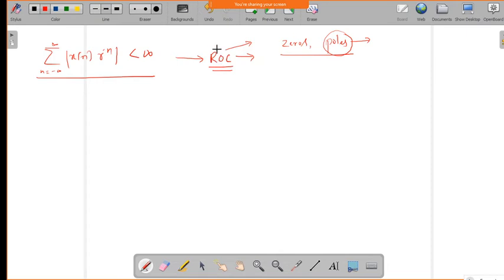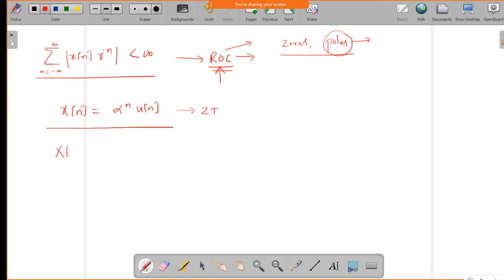Now we will find one particular problem to understand what ROC is and how we can get the z transform of a signal. We have the signal x of n equal to alpha power n into u of n. This is a discrete time signal. Now find the z transform of this signal.